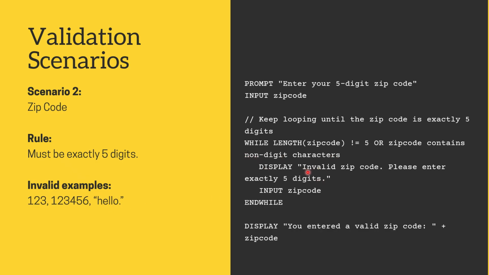We're going to display the message invalid zip code. Please enter exactly 5 digits. And then of course they'll input the zip code again, and it'll check it again, and it'll keep checking it until this is no longer true. Once it's no longer true and we exit that while loop, then we'll display you entered a valid zip code and then display the zip code. So you're going to have ones similar to this in the assignment, so make note of these.